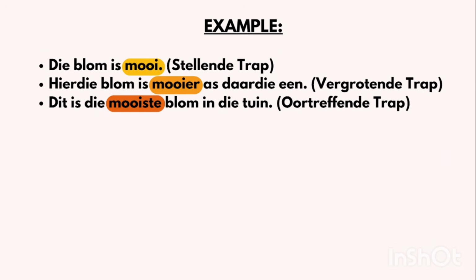Okay, now here's an example so that we can just see what it looks like in a sentence. Die blom is mooi. Nothing out of the ordinary, which means that we know that this is a stelling, therefore stellende trap. So next one: hierdie blom is mooier as daardie een. So they would have given you mooi here in brackets and asked you to apply the correct degree of comparison or something like that. So it will be your job to say mooier. And then: dit is die mooiste blom in die tuin. So they would have given you mooi again here. It would have been your job to say die mooiste.